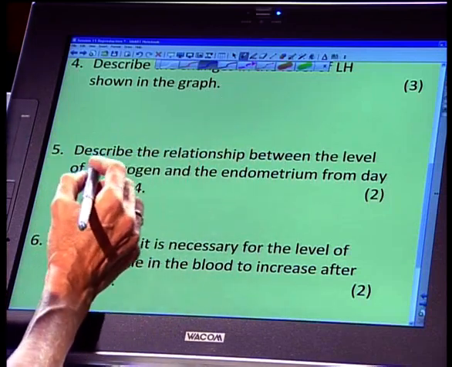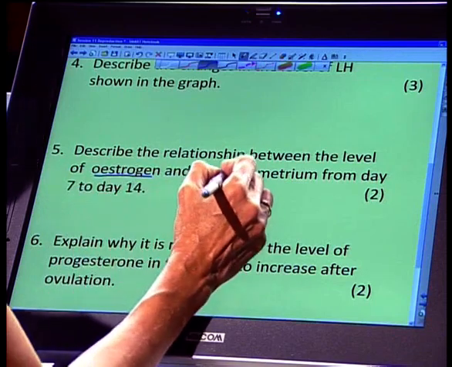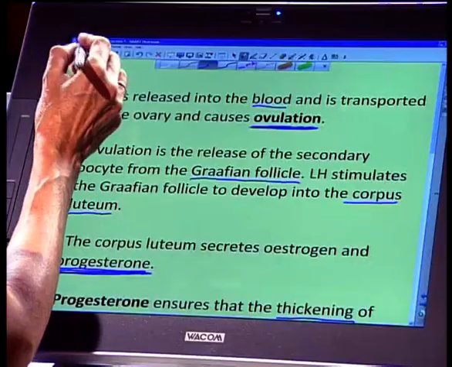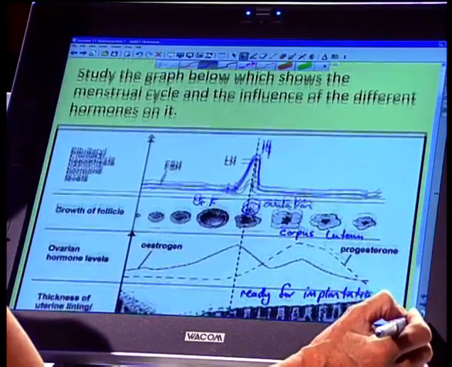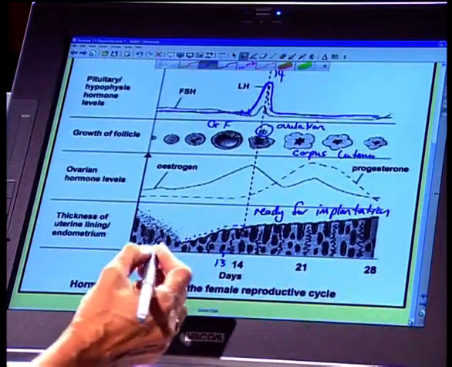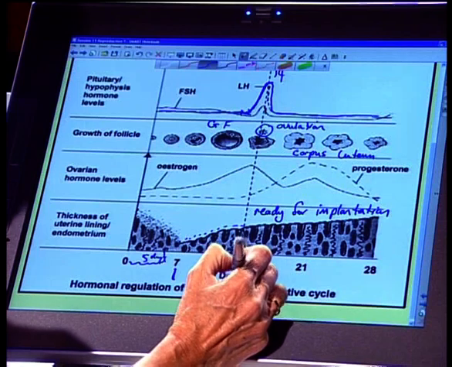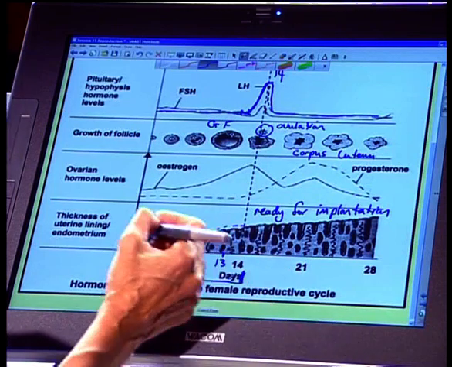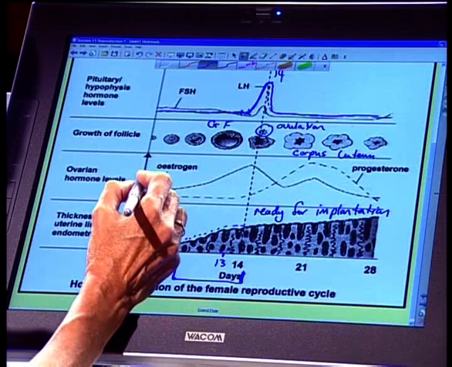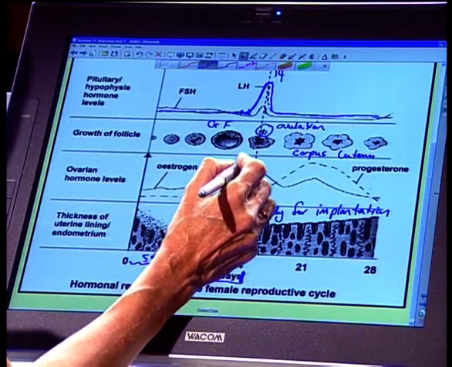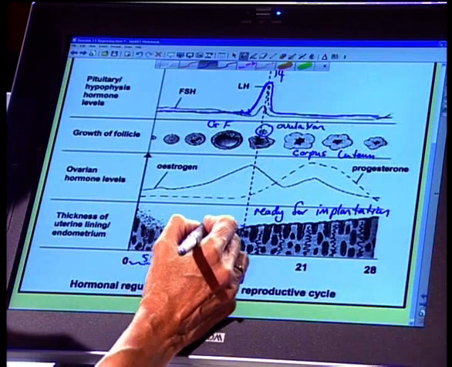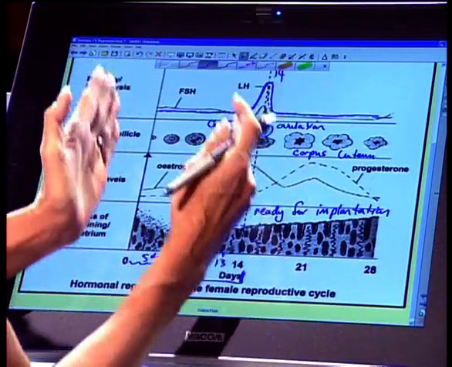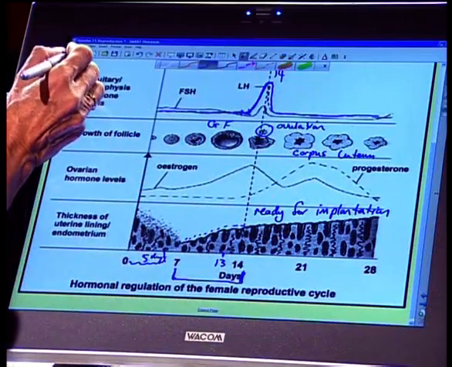Describe the relationship between the level of estrogen and the endometrium from day 7 to day 14. Now, we went through this, but we'll do it again just to refresh your memory. So what they're saying is between day 7 and day 14, they want you to explain what happens to the endometrium. Now, remember, you've got to say why. So you say, as the estrogen level increases, so the thickness of the endometrium will increase. And that's your marks. You are reading everything. It's everything you can see from this diagram, people.